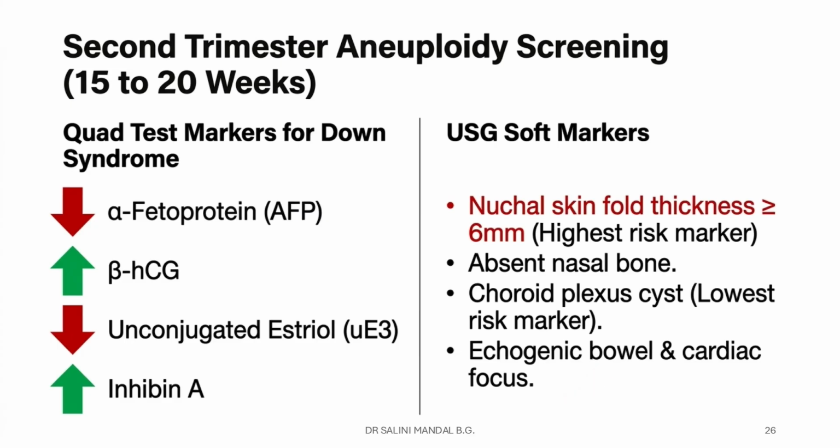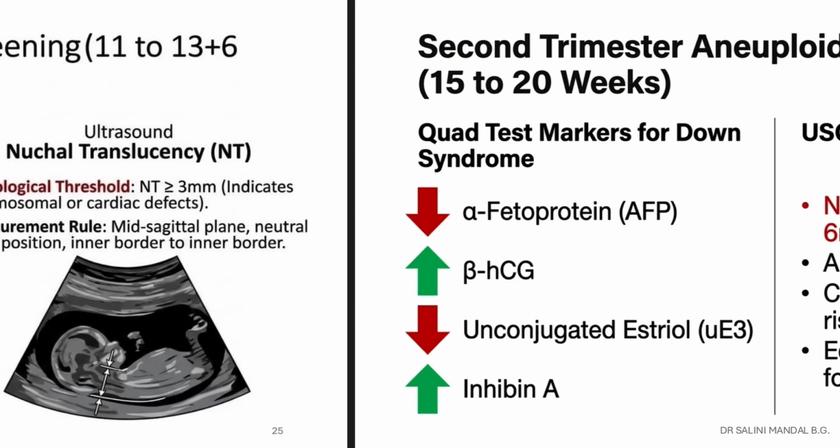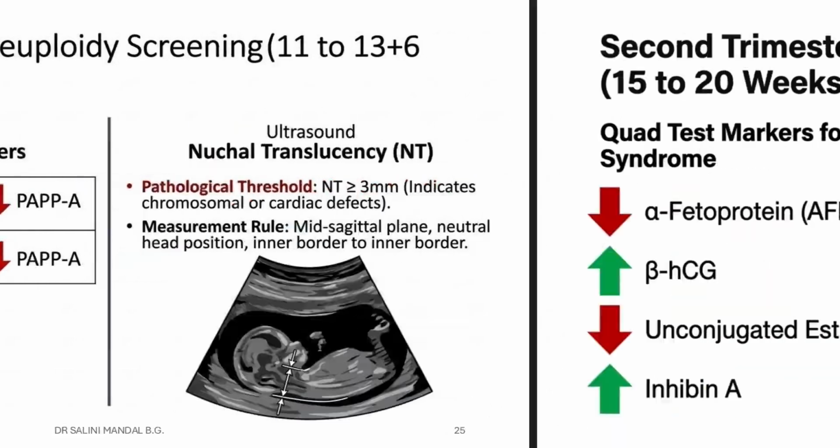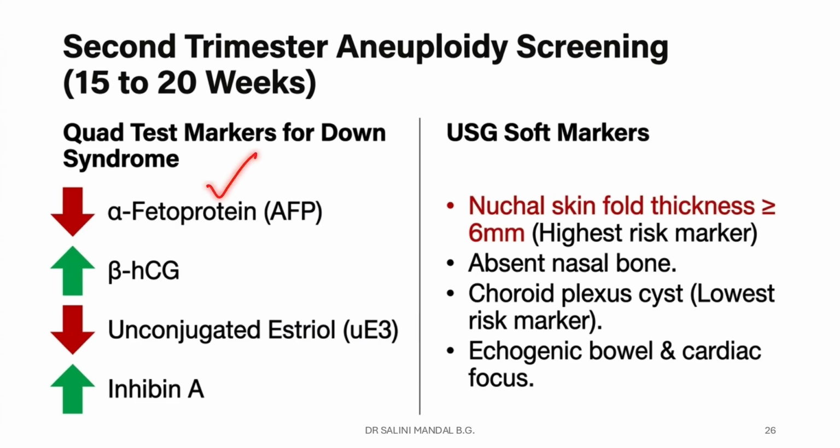But apart from that, in the second trimester, we have something called a quad test. Okay, markers for Down syndrome. Already we know that in Down syndrome, HCG will be more, right? But add on to it, inhibin A is also more in case of Down syndrome. Rest of the things, alpha fetoprotein and the unconjugated estriol will be less in case of Down syndrome. Okay, so in Down syndrome, what all will be there? Increased beta HCG, decreased pregnancy associated plasma protein A, decreased alpha fetoprotein, decreased unconjugated estriol, but increased inhibin A will be there.